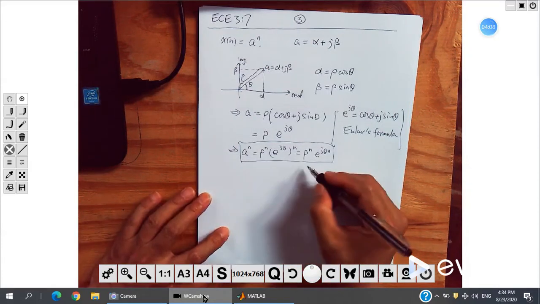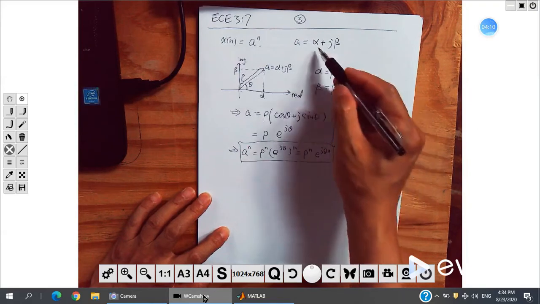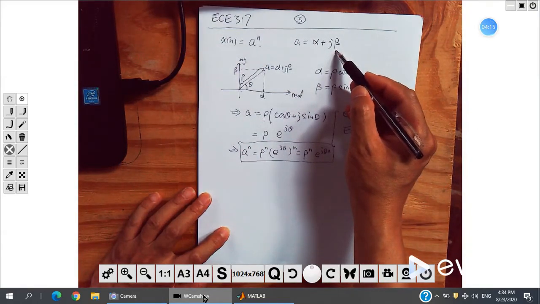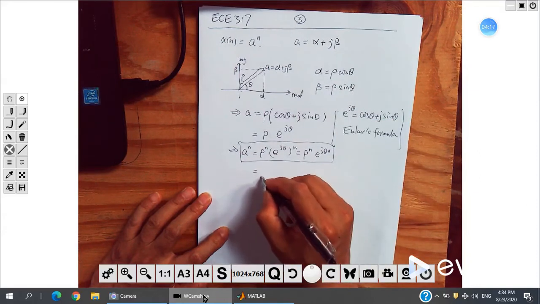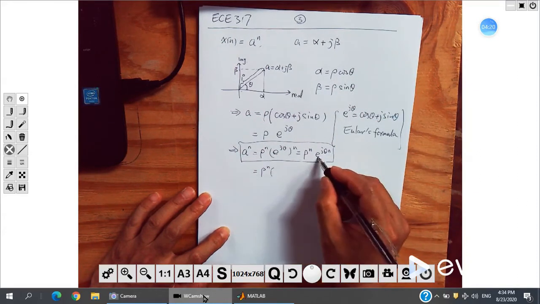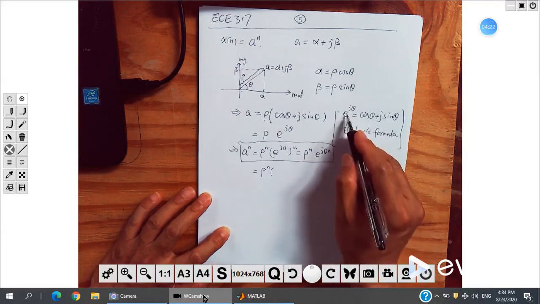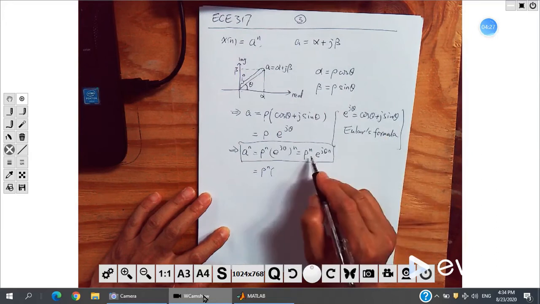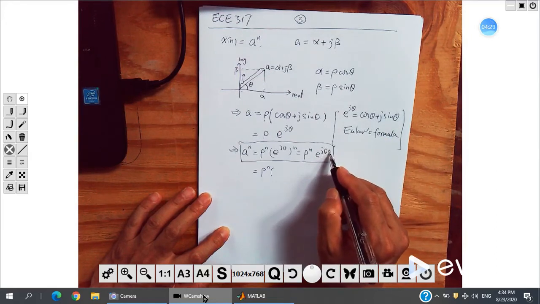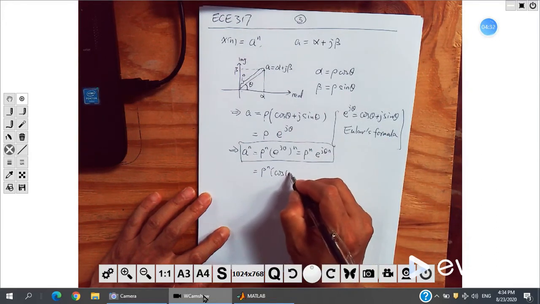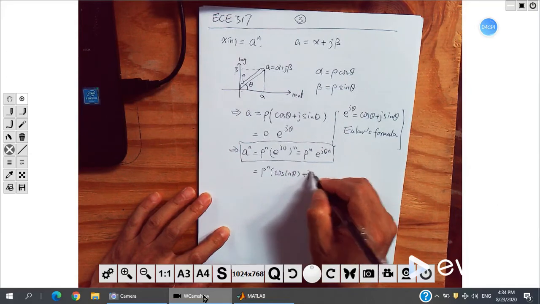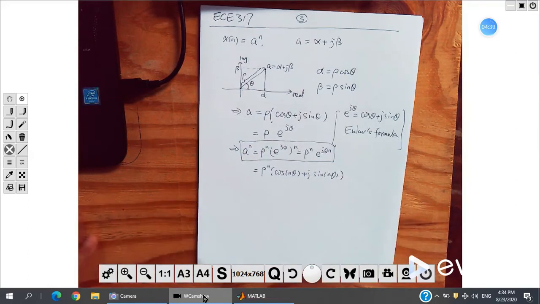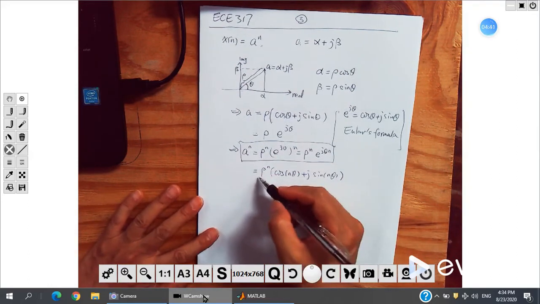Not so complex. If you want to go back to the form real part plus j imaginary part, this one can be written as rho to the n, and we still use the Euler formula. Here's cosine and sine of theta. Now it is e to the j theta n. So here is cosine of n theta, and j sine of n theta. See? So we can get a to the n quite easily.